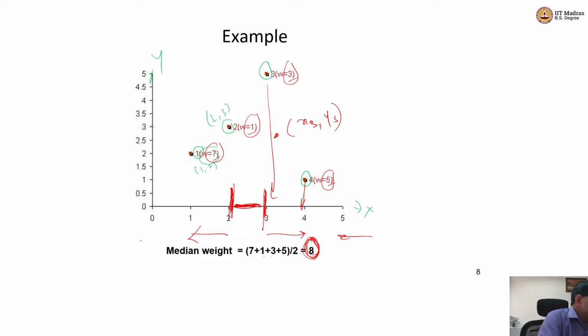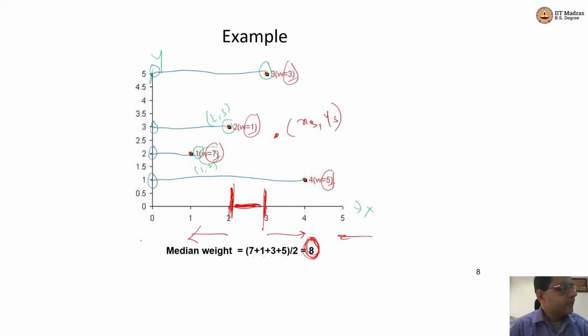Let me remove all this. Okay, and let me collapse all of these on the y-axis now. Everything is collapsed, and these are the weights on the y-axis. Now let us solve the problem for the y-coordinate independently of the problem that we have solved for the x-coordinate.